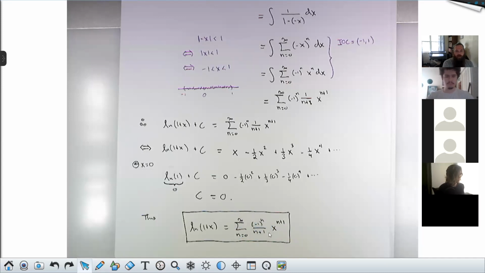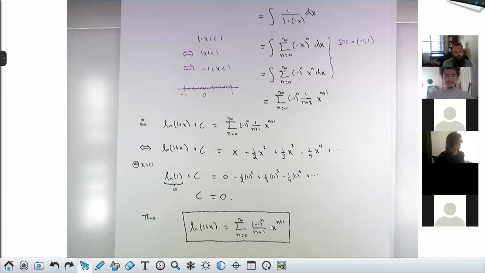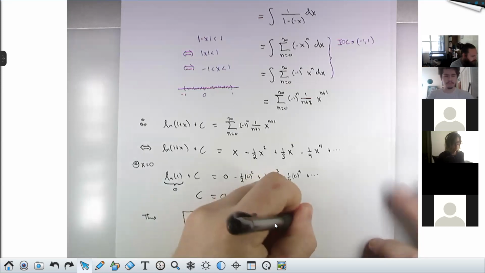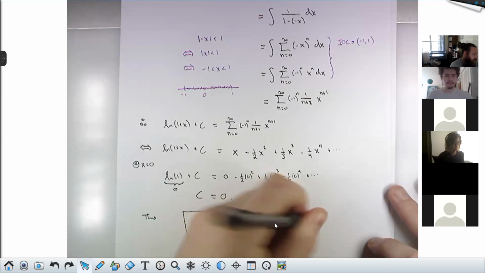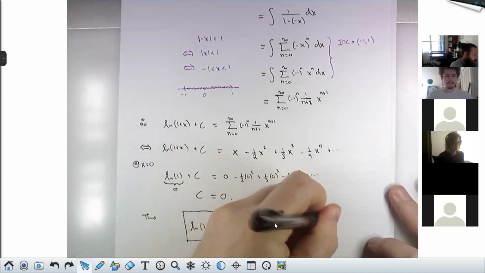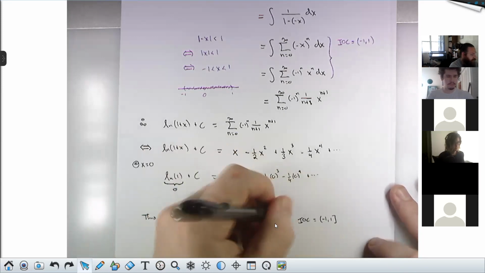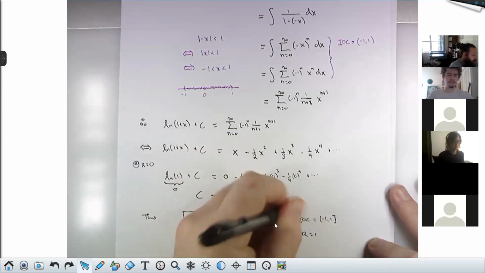What about when you plug in -1 for x? This would be -1 to the n plus 1 times -1 to the n, which is -1 to the 2n plus 1, which is always -1. So then you would get the negative of the harmonic series without any alternating behavior. That would diverge. So the IOC of this series is -1 to 1, like this. The radius is still 1.